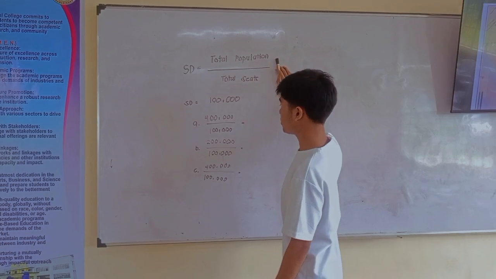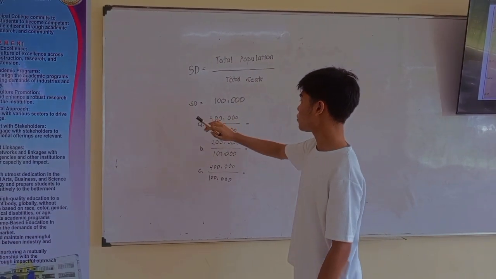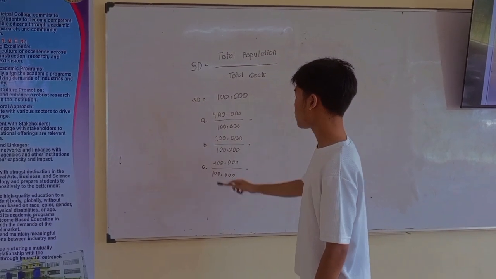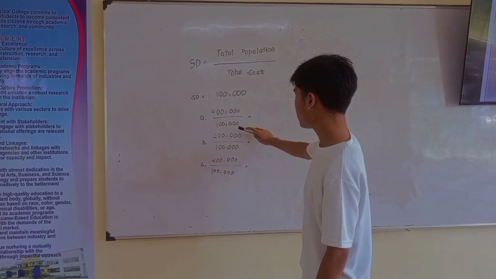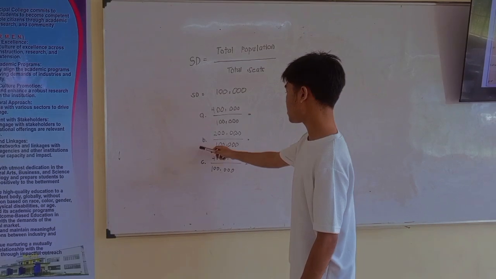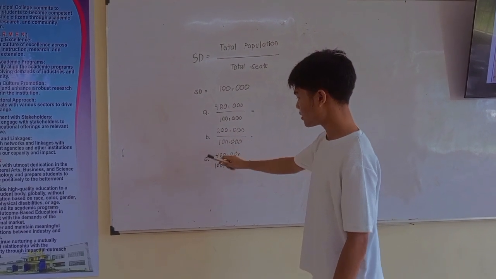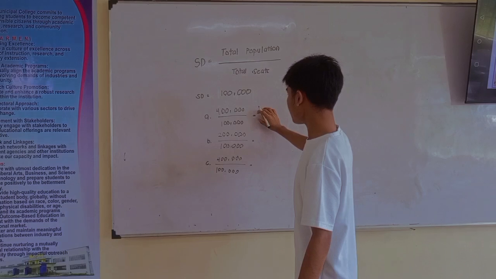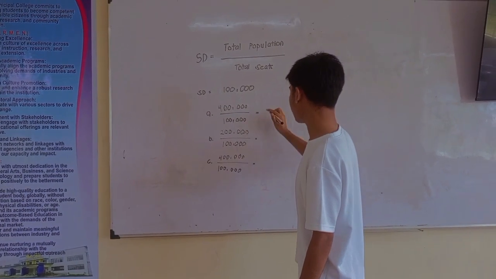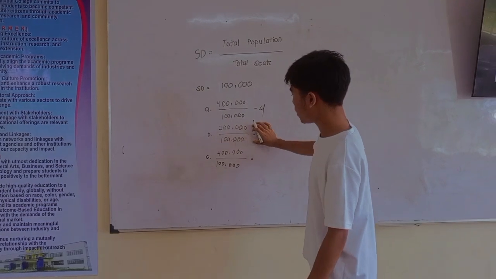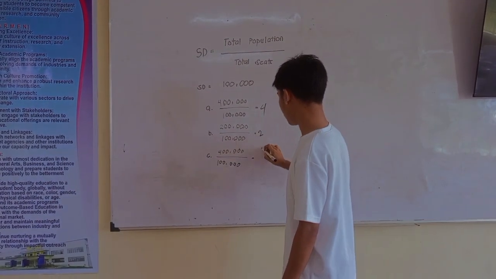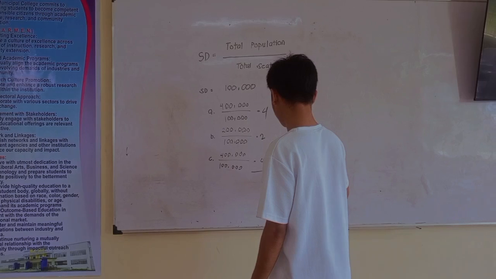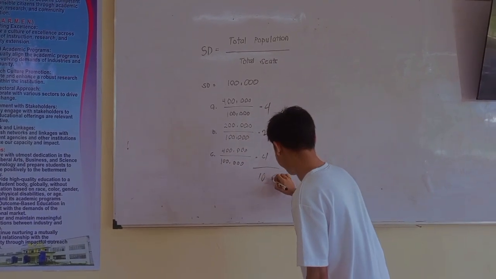Standard divisor equals total population over seats. Considering we have about 1 million population, our standard divisor is equal to 100,000. So for A, 400,000 divided by 100,000 is 4, B is 200,000 divided by 100,000, which is 2, and C is 400,000 divided by 100,000, which is 4 again, and our total is 10 seats.